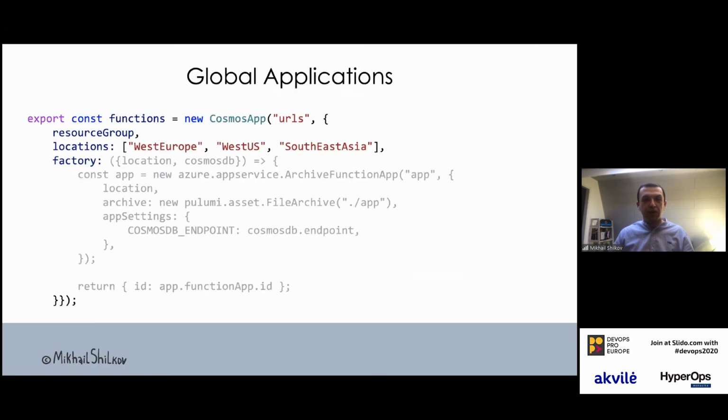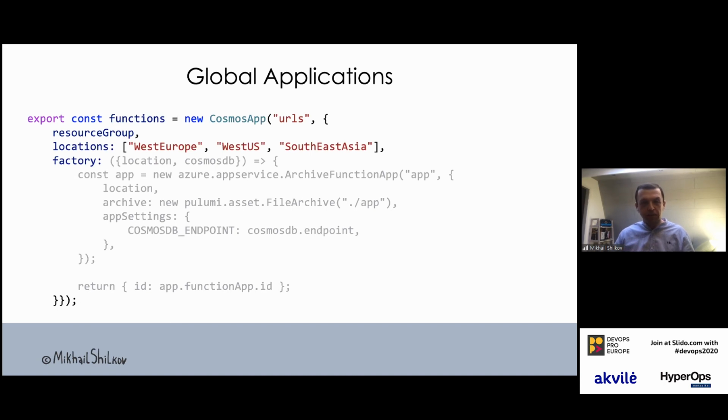Then the usage of that component is quite straightforward, and that's an example. So I create a new resource called function app, or Cosmos app, and then I pass a list of locations where I want this to be deployed. In this case, 3 locations: West Europe, West East, and Southeast Asia. And then that component will go ahead and call my infrastructure 3 times.